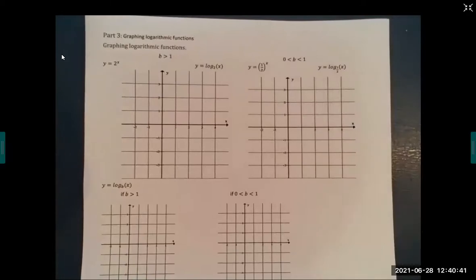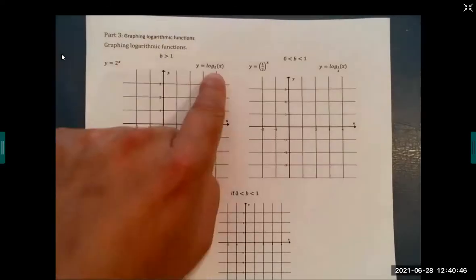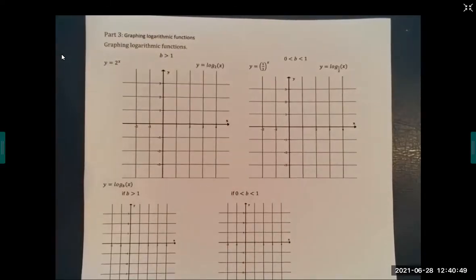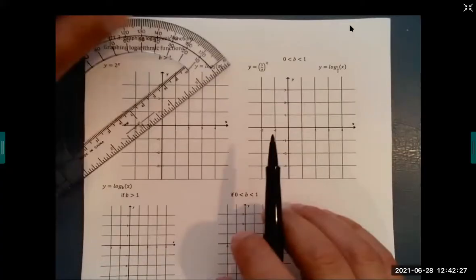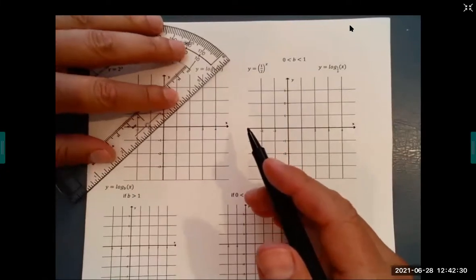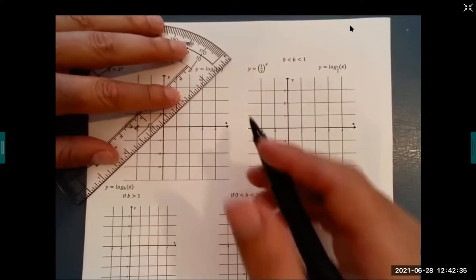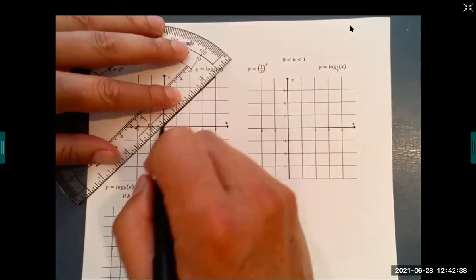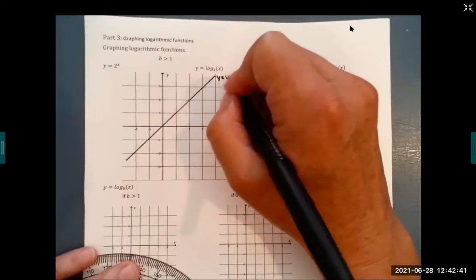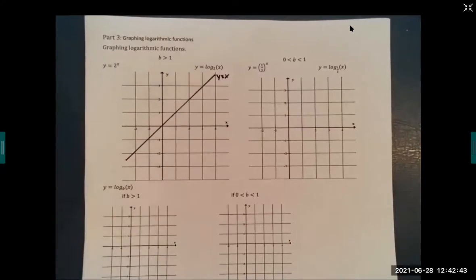Graphing logarithmic functions. Because these are inverses of one another, I mentioned this in a previous video. If we take the line y equals x and go right down the middle here, so this is y equals x, and we do a logarithmic function, it's going to look like this.